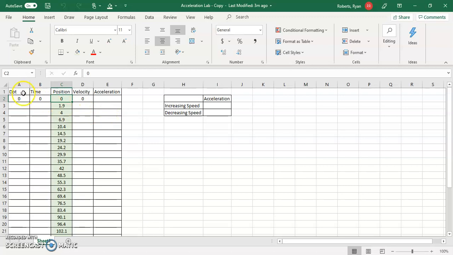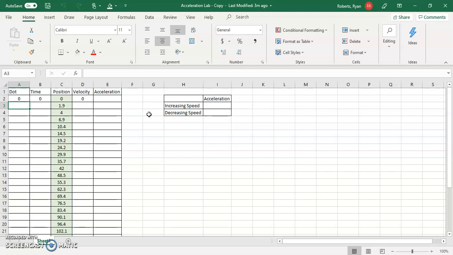So we have columns for dot, time, position, velocity, and acceleration. For dot, we're starting with our quote unquote zero dot, and then it's just going to go 1, 2, 3, 4, 5, and so on. You could type those in by hand, or you could say that the cell below the zero is equal to, so you have to type along to what I do. Again, this is where pause, rewind, whatever helps.